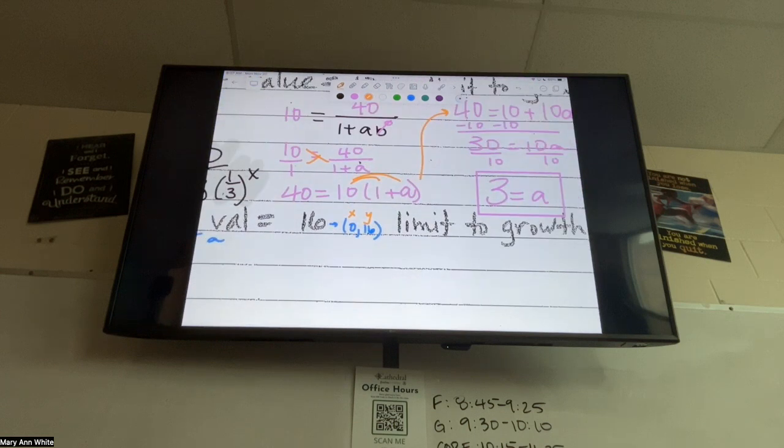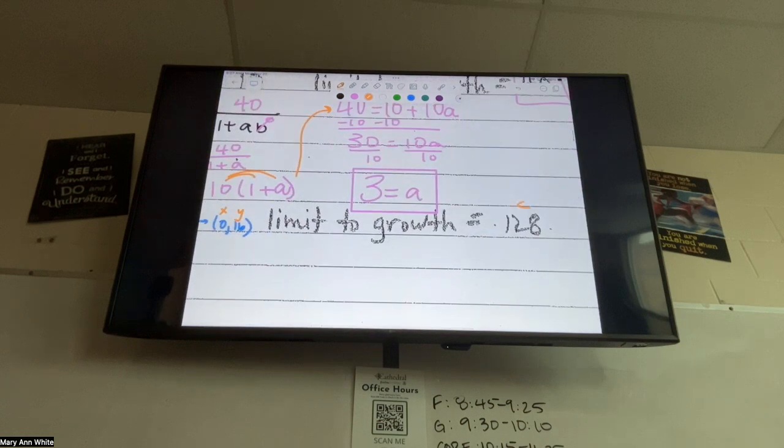Okay, and then my limit to growth is c, and then we'll use that other point again in a second, okay? So we're going to set up that equation using the original c that we have, and then the first x, y point that we have as well. And then we're going to go from there. So give me 1 second to do that.